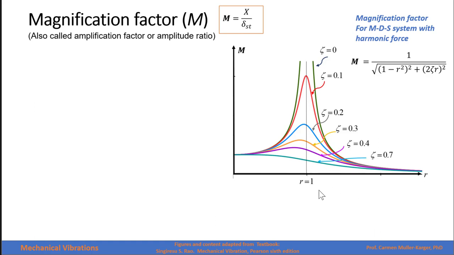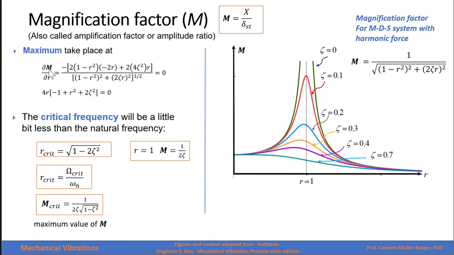Particularly when R is equal to 1, the reduction of the magnification factor is very significant in the presence of damping. For very, very high values of frequency where R goes to infinity, the magnification factor goes to 0. That's the example that we said, that when we have very high frequency excitation, the system doesn't produce a response. The maximum value of the magnification factor is not exactly at R equals 1. If we want to find this maximum that is a little bit shifted to the left, we will have to differentiate this curve. Let's do that.